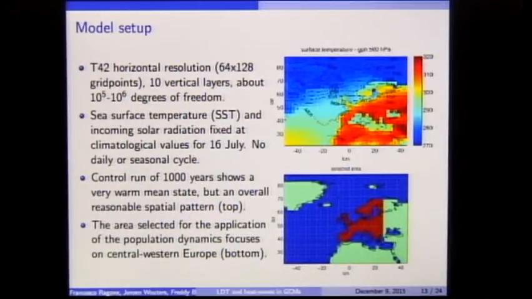Then we do our control run of 1,000 years, and what we have is a ridiculously warm mean state, which is of course not realistic, but we don't care, because thanks to the fact that the surface temperature of the ocean is fixed, more or less the circulation, which is the climatological average of the 500 hectopascal geopotential height, is more or less what you observe. So the dynamics is more or less okay. The absolute values of the temperature are very high, but let's say that for now it is okay to play with a system like this.